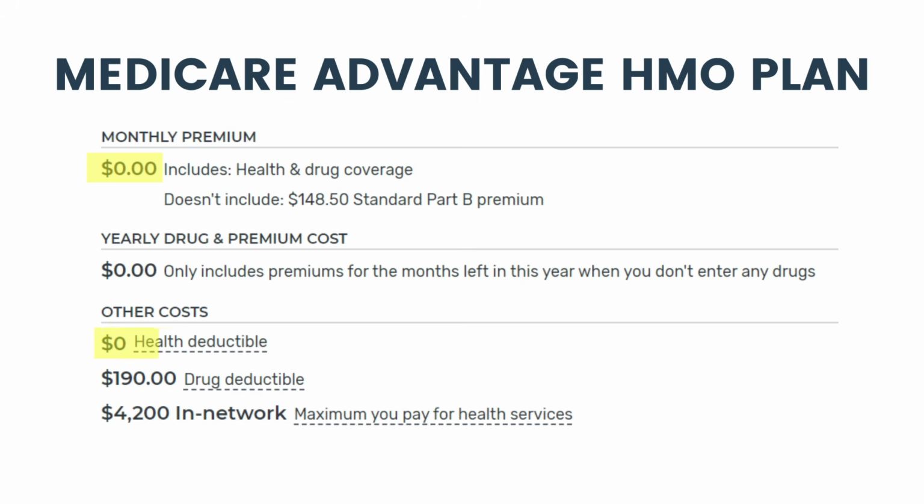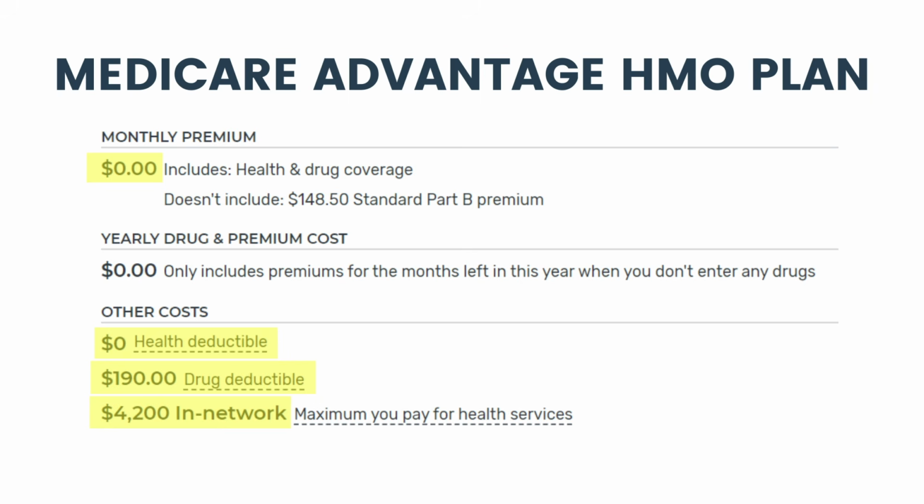It also has a $0 deductible on the health services, which means Part A and B covered services inside your plan. However, on the Part D side, the plan has a $190 deductible that you'll satisfy before the prescription drug coverage kicks in. And finally, this plan has a $4,200 in-network out-of-pocket limit.